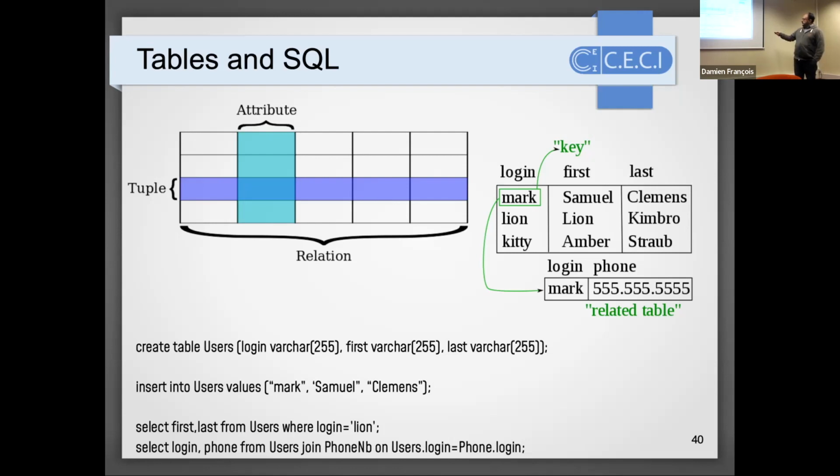And this is a table, this is another table, and you see that those two tables share a column, the login column, and that allows us to create relationships between them. So we know that Mark here is the same Mark here. And so the person named Samuel Clemens has this phone number.